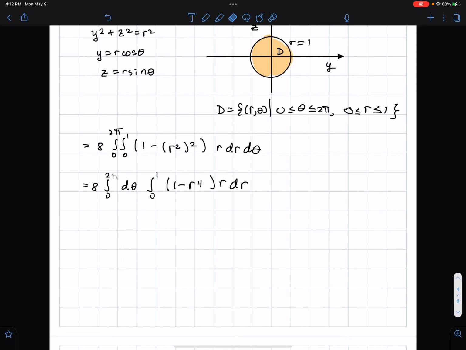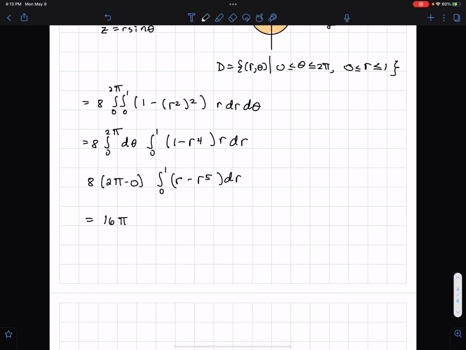Now, if we integrate a constant, the integral of the constant is that constant times the difference of those endpoints. So this is 8, 2 pi minus 0 times the constant 1. And then over here, when I integrate with respect to r, I have to multiply that through, and I get r minus r to the 5th dr. And so this becomes 16 pi, r squared over 2 minus r to the 6 over 6, from 0 to 1. Nice thing is when I put in 0 for r, then everything just disappears. Put in 1 squared, 1 to the 6, I just have 1. So I have 16 pi times 1/2 minus 1/6.